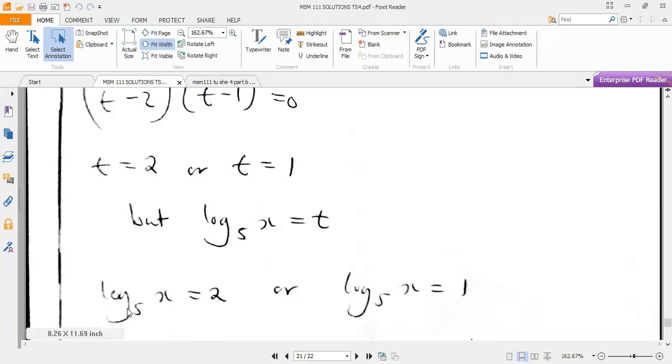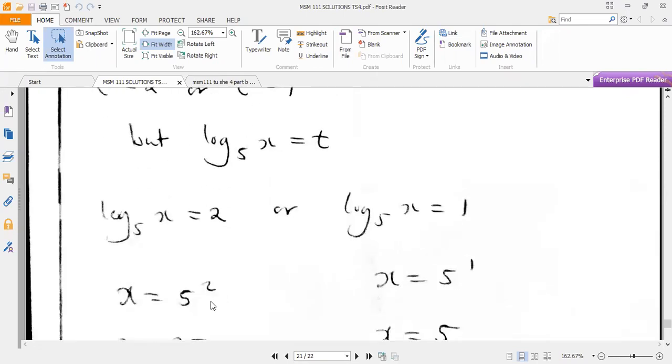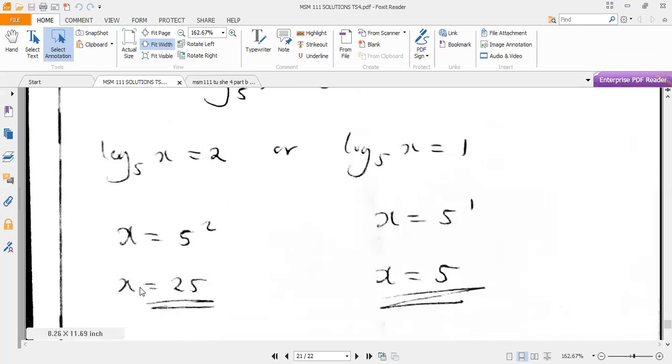So now log base 5 of x is equal to 2. We know that using that trick again, when there's a base here of 5, we can easily say that the 5 will come to the right-hand side. So it will be 5 to the power 2. So x is equal to 5 to the power 2. Now, what is 5 to the power 2? 5 to the power 2 is simply 25. So x is equal to 25. We have managed to solve the first part, which is equal to 25.